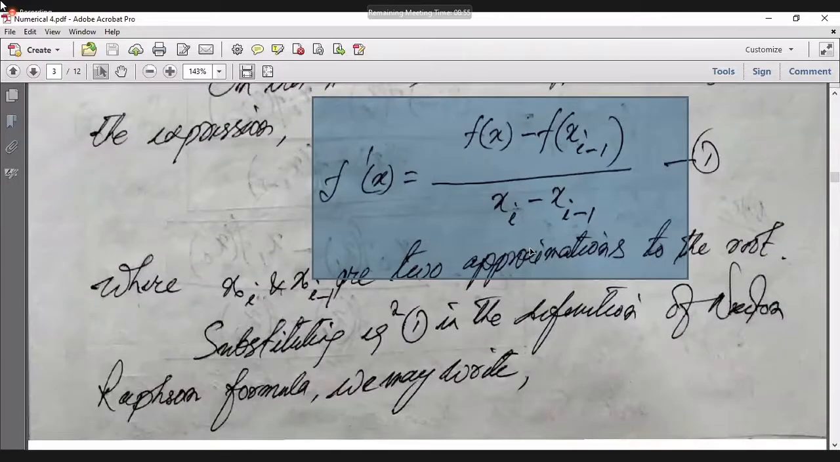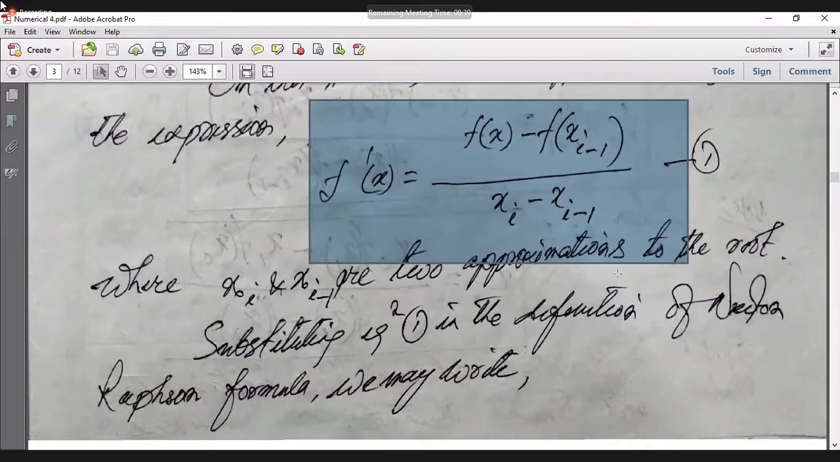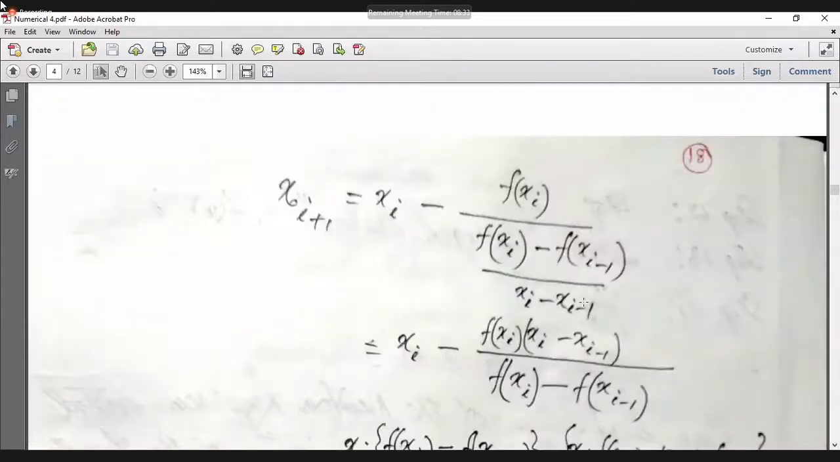We can modify our intervention method, and that method is known as the secant method. Now just remember this one: instead of f prime of x, we shall use this one: f of x_i minus f of x_(i-1) divided by x_i minus x_(i-1). Instead of the derivative, we substitute here f of x_i minus f of x_(i-1), where x_i and x_(i-1) are the two approximations to the root.